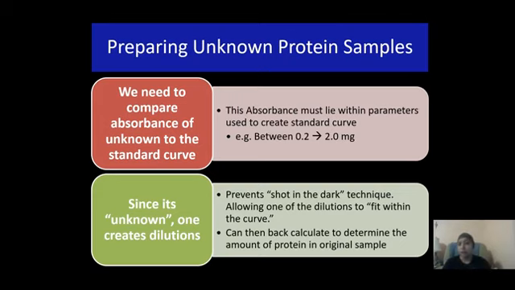So to prevent the shot in the dark technique, what we do is we create this dilution of 1/2 so that just in case our fully concentrated sample is too high, our 1/2 will fit the curve and we should be able to get a proper quantification from the same standard that we've already created. In this case, we just calculate back to determine the amount of protein in our original sample at the end of the day by taking the dilution factor into account. So for us, because we are creating a 1/2 dilution, we'll just multiply the answer by 2 so that we can get the actual concentration in our undiluted sample.